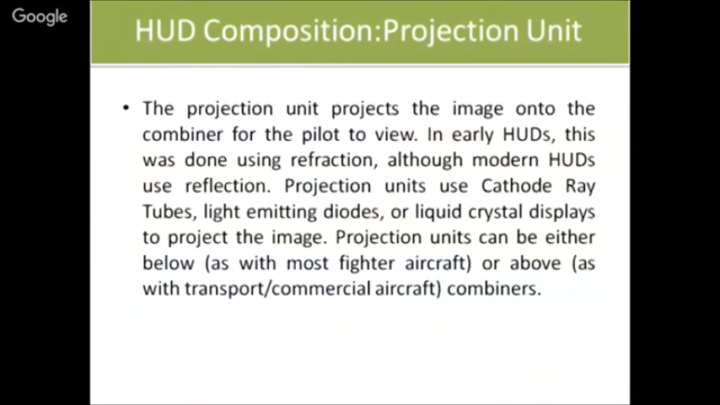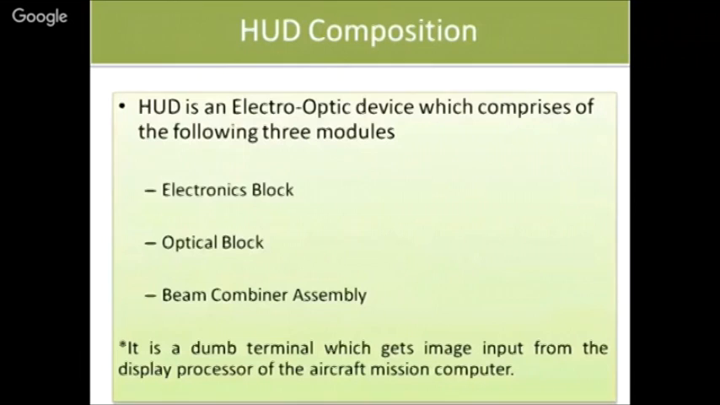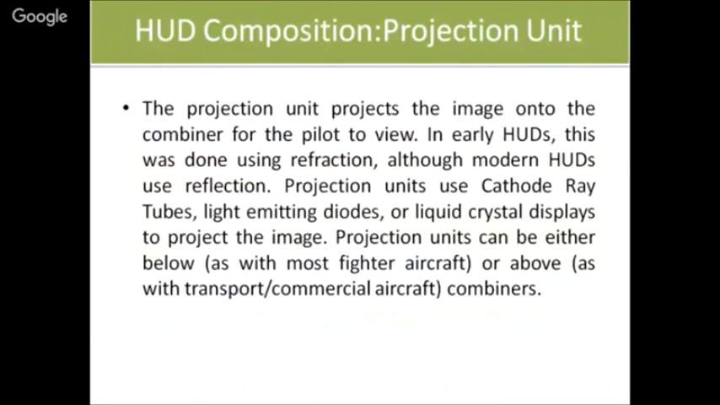Now, basically, the projection unit, or what we call the optical block, projects the image onto the combiner for the pilot to view. In early head-up displays, this was done using refraction, although modern ones use reflection. Projection units use cathode ray tubes, LEDs, or LCDs. In our case, we are still using cathode ray tubes.